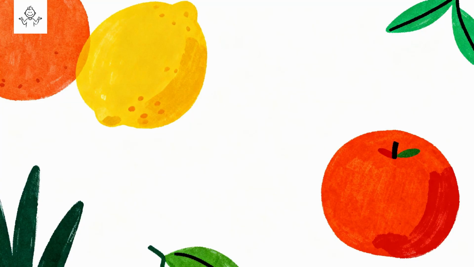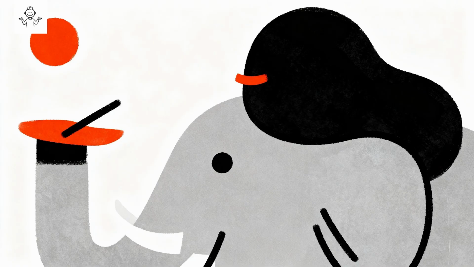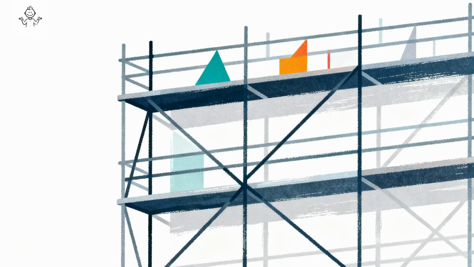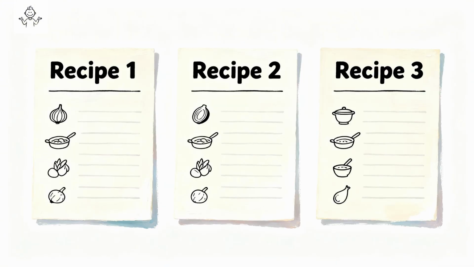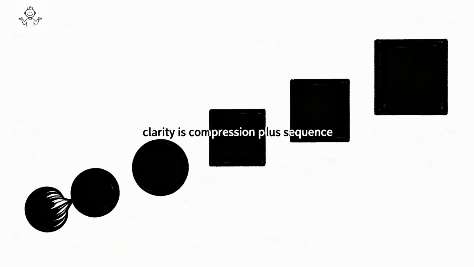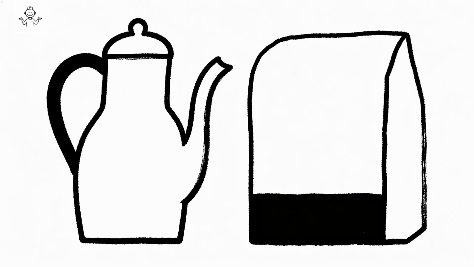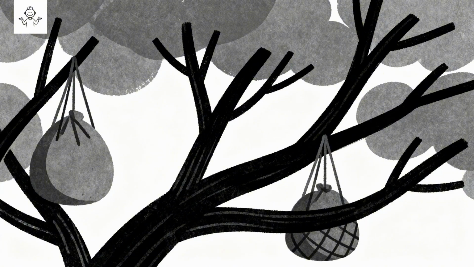Step 5. Simplify, then add structure. Make it shorter. Then add scaffolding. Headings, arrows, a 1 to 2 to 3 recipe. Clarity is compression plus sequence. Don't just remove words, remove branches that don't carry load.